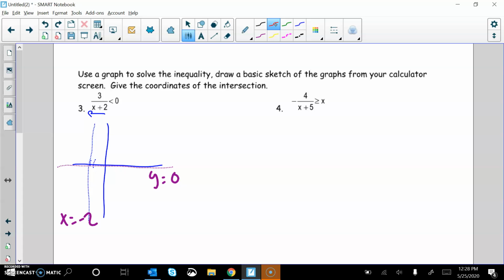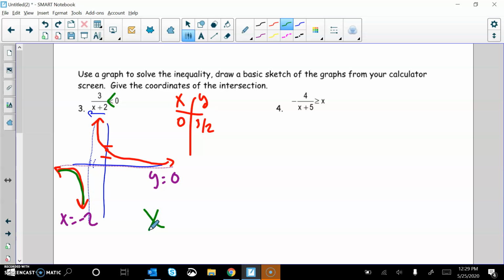Let's do our y-intercept real quick. Plug in 0, 0 plus 2, you get 3/2. 1, 2. Okay. If you were to graph it, the left side will look like that. If you were to graph the right side, y equal to 0, well, it's the x-axis. This one's pretty straightforward. When is it less than 0? This branch right here. So your solution is all x's that are strictly less than -2.